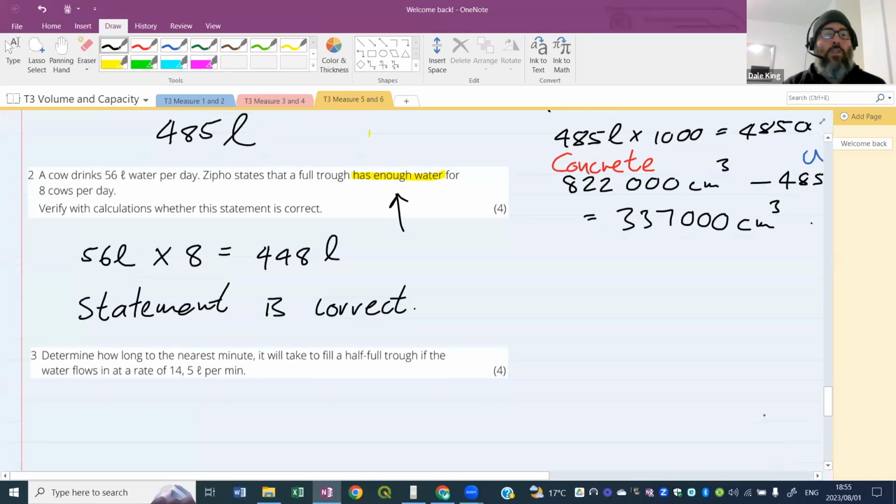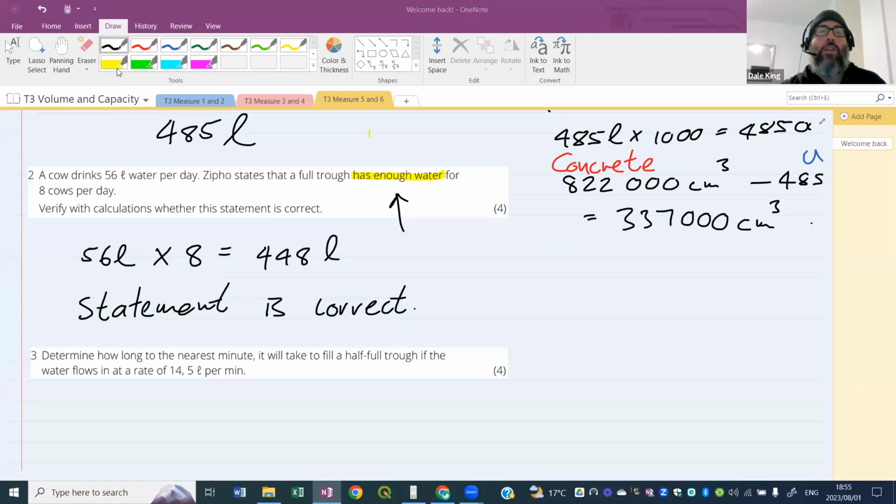Okay. Question 3. Determine how long to the nearest minute it will take to fill a half full trough if the water flows in at a rate of 14.5 liters per minute. I'll give you a couple of minutes to try this one. How long to the nearest minute for a half full trough if you're filling at 14.5 liters per minute?